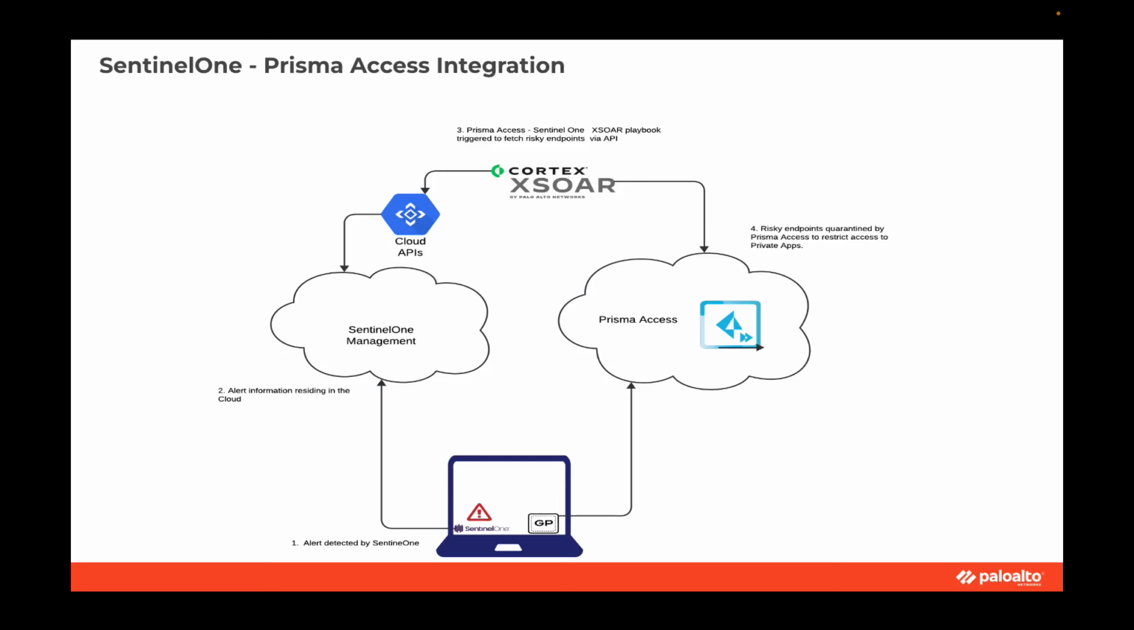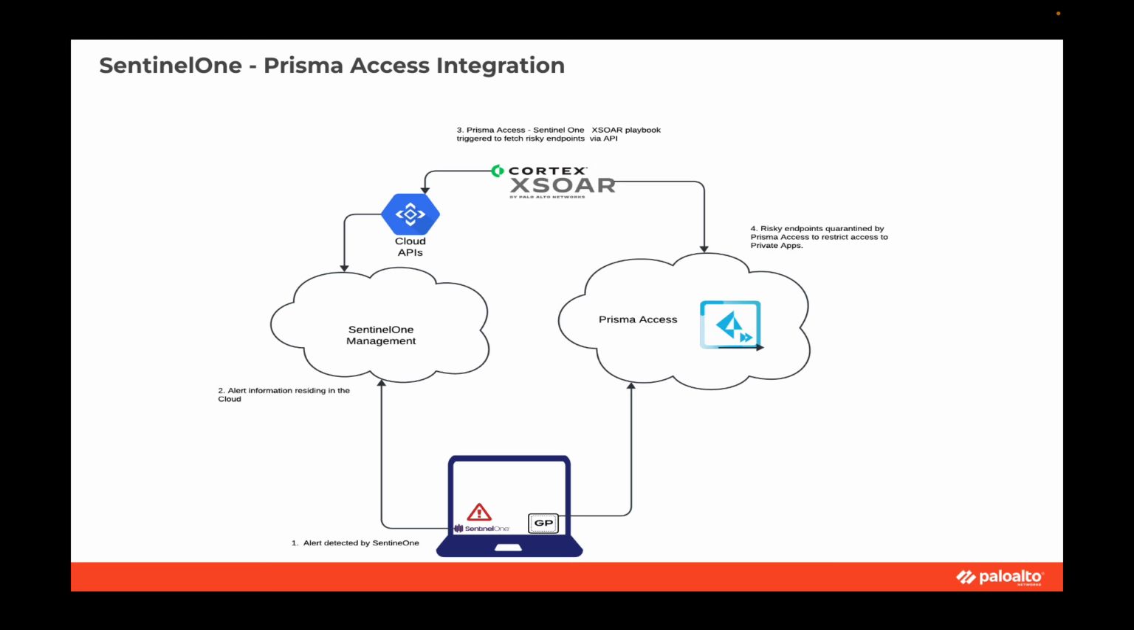Customers today use various different security products across their cybersecurity stack. For end-to-end protection, they tend to leverage Prisma Access for network security and either Cortex XDR or third-party XDRs for endpoint security. Customers want the best value out of their investments and want to drive better security outcomes by allowing risk signal sharing between the network and endpoint security products.